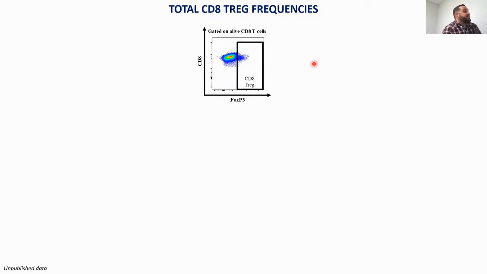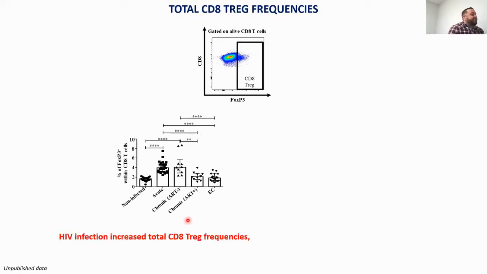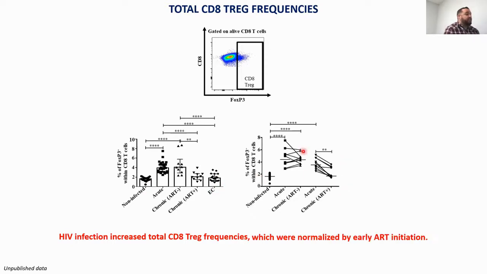First, we looked at the frequency of total CD8 Tregs and we identified these cells by the expression of FOXP3. Here, we observed that untreated HIV infection was associated with an increase in the frequency of CD8 Tregs, and there was no difference between elite controllers and uninfected controls. Early initiation normalized the frequency of these cells.